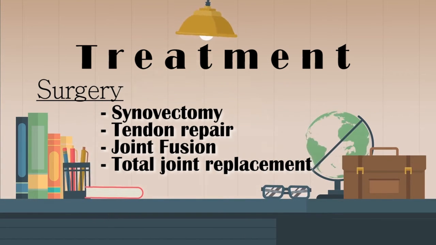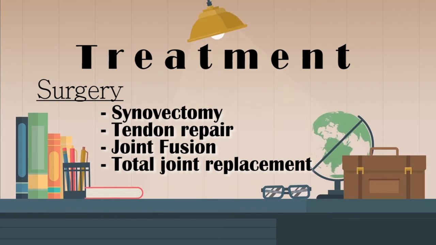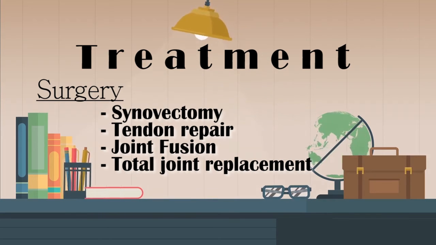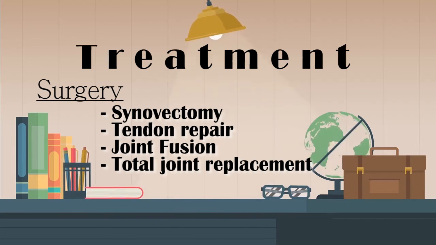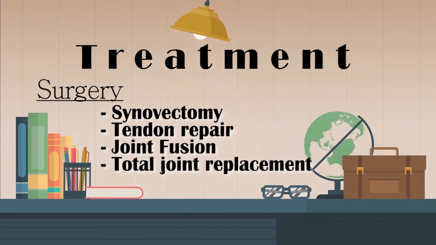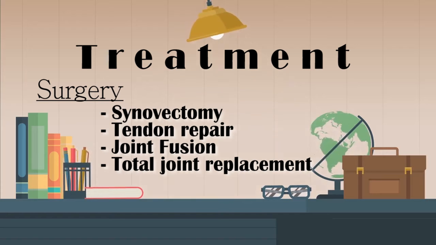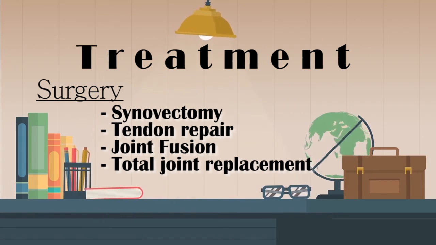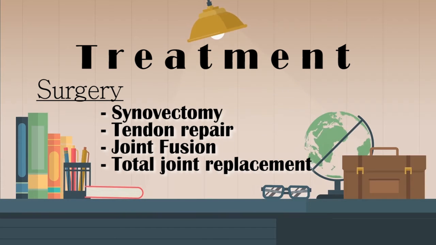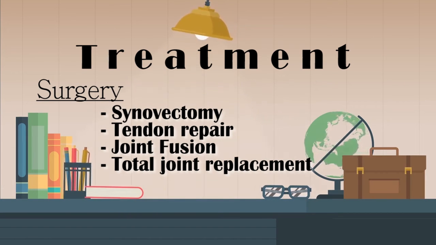Surgery. Synovectomy. This surgery is to remove the inflamed lining of the joint, which is the synovium. It can be performed on knees, elbows, wrists, fingers, and hips. Tendon repair. Inflammation and joint damage may cause tendons around your joint to loosen or rupture. The surgeon may be able to repair the tendons around the joint.